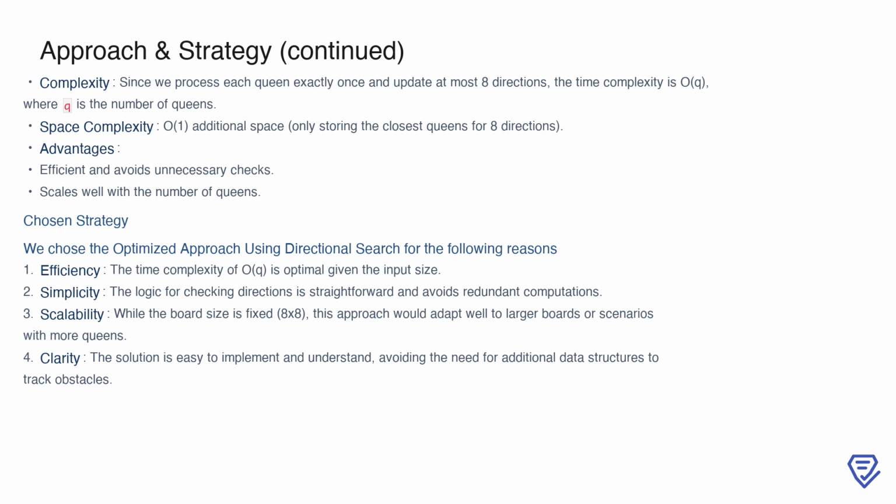in each attack direction. This approach is highly efficient, with a time complexity of O(q), since each queen is processed exactly once. It also requires only O(1) additional space, as we only store the closest queens for the 8 directions. This method is not only efficient but also avoids redundant checks, making it scalable and well-suited to the problem's constraints.